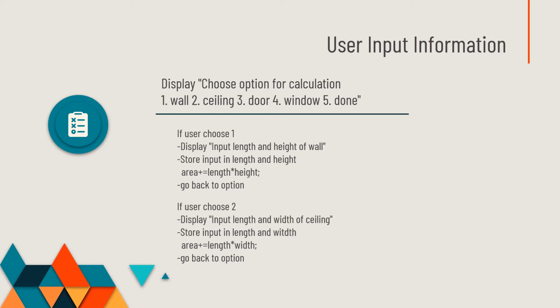If there is more than one wall, the user can choose 1 multiple times. If the user chooses 2, the system will ask the user to input the length and width of the ceiling and then store them. Then the size of the ceiling will be calculated by the length multiplied by the width and added to the area, and then go back to the options.